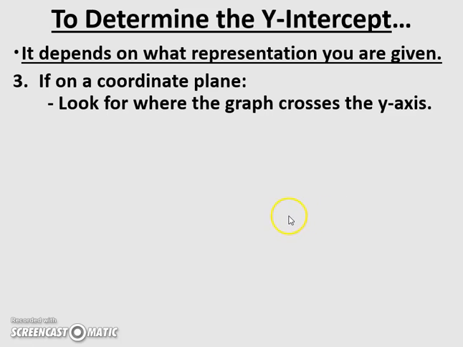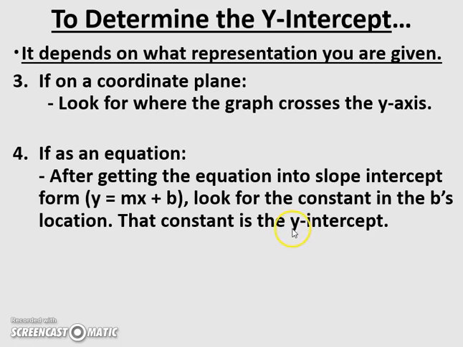The third representation we're going to look at is a coordinate plane. If you are looking for the y-intercept on a coordinate plane, look for where the graph crosses the y-axis. Because the point on the y-axis is not left or right of the origin, that gives it an x value of 0. And fourth, if it is an equation, after getting the equation into slope-intercept form, like y equals mx plus b, look for the constant in the b's location. What is being added to what is constantly changing? That constant, that number that's being added or subtracted, is the y-intercept.